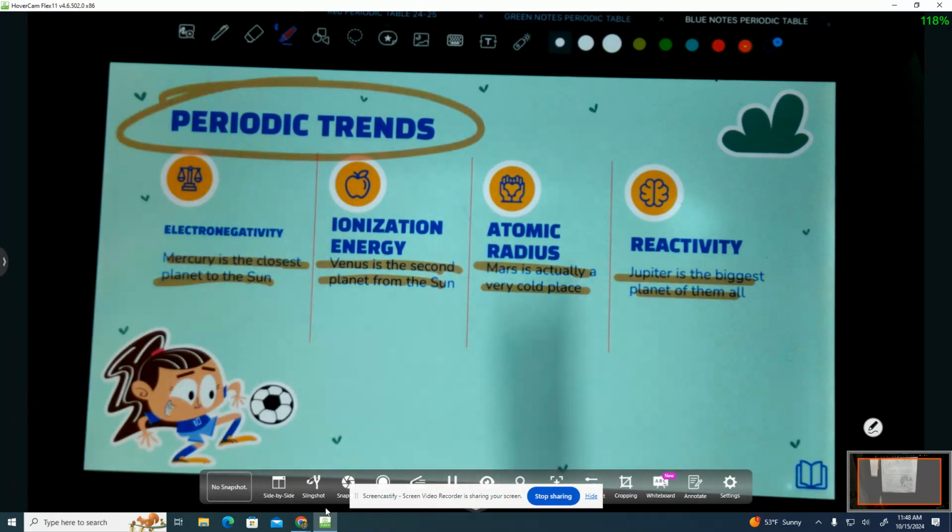There are something called periodic trends. And we've kind of already talked about reactivity, because I talked about it last week, where the most reactive metal and the most reactive non-metal are. What is a trend? What's a trend? Okay, a common occurrence. Something that happens and then it starts to grow.